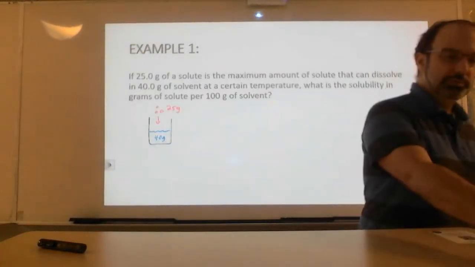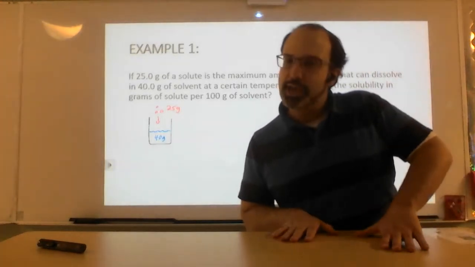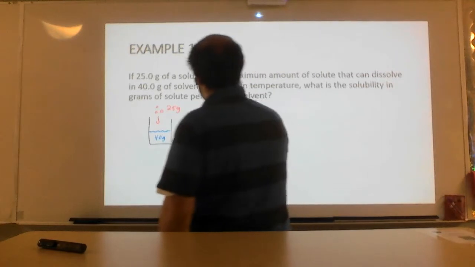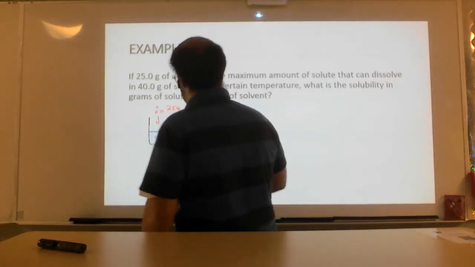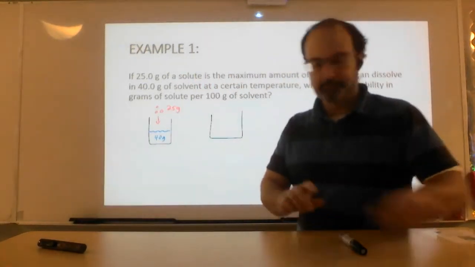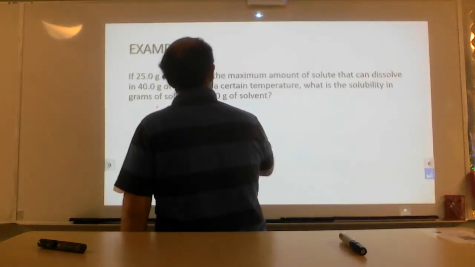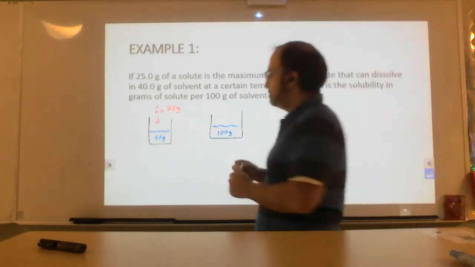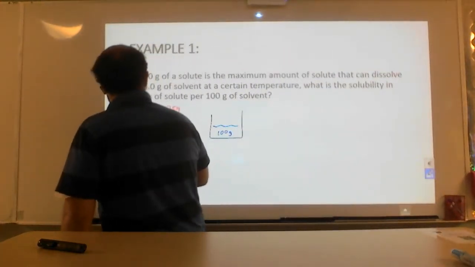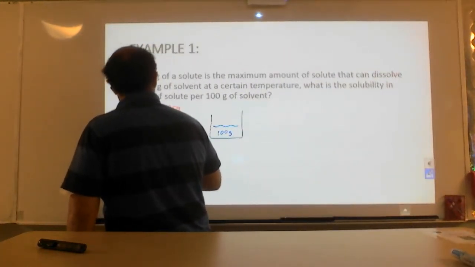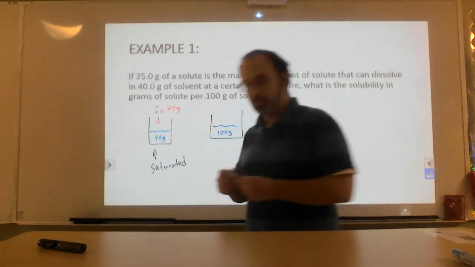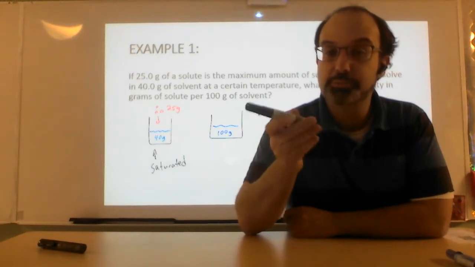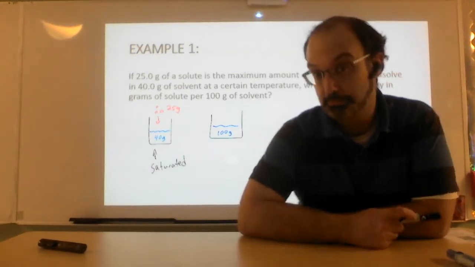So what's the maximum amount that I could put in a second bucket that was 100 grams? So this is a bigger bucket, right? And this is going to be 100 grams. And I'm telling you that this will be saturated. It will be full. So how much do I have to put here in order to make this one full?